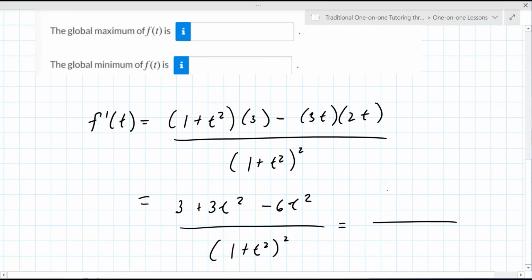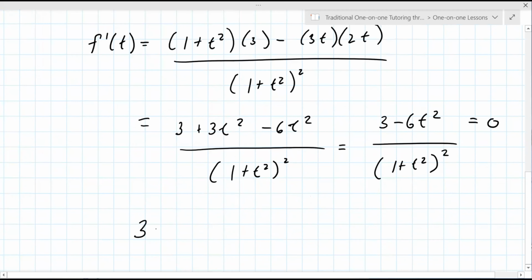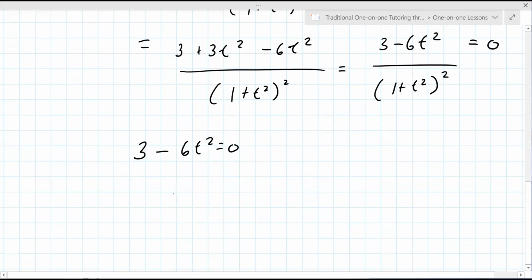So the top simplifies to 3 minus 6t squared, and you set the top equal to 0. You're setting the whole thing equal to 0, but it's the top that you really care about. So 3 minus 6t squared equals 0. When you solve for t, you get t equals... did I make a mistake here? I did. It's 3t squared. Looking at the answer, I'm like, that doesn't work. So your answers are t equals plus or minus 1.